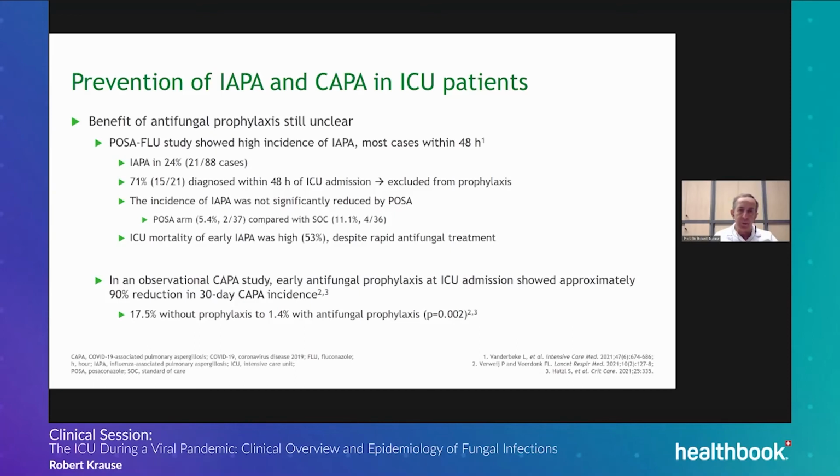And in an observational CAPA study performed at our ICU, we could show that early antifungal prophylaxis in the ICU reduced the incidence of COVID-19-associated pulmonary aspergillosis from 70% to 1.4%, also using posaconazole. But this was an observational study and not a randomized study.